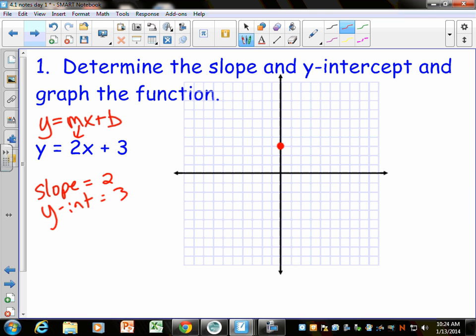And your slope is the rate of change. How fast is that changing? And it's always a fraction. So if my slope is 2, what is 2 as a fraction? So that's my rise and my run, right? So I can rise 2, run 1. Rise 2, run 1.